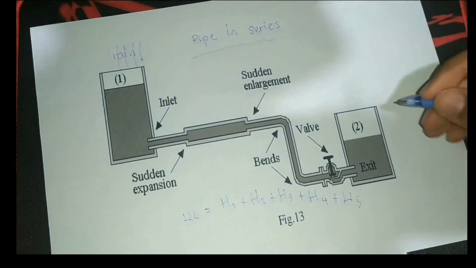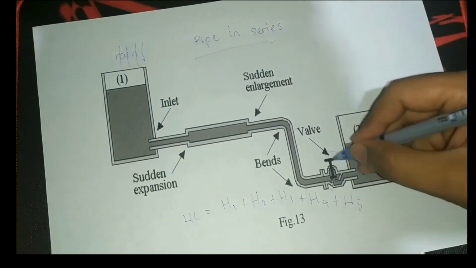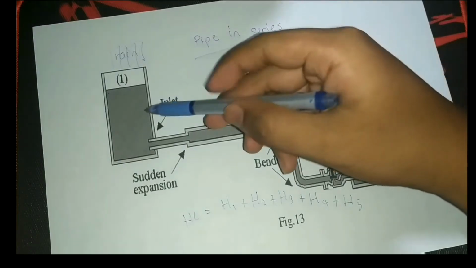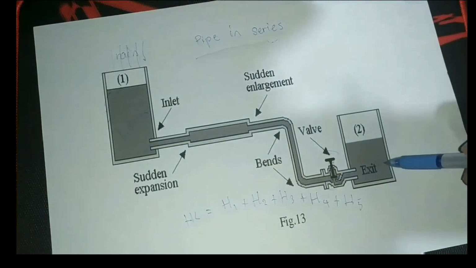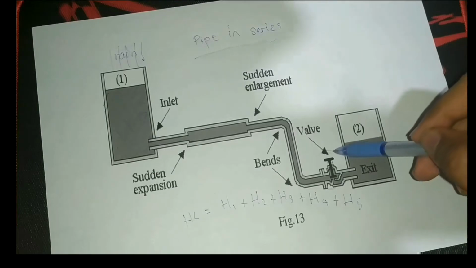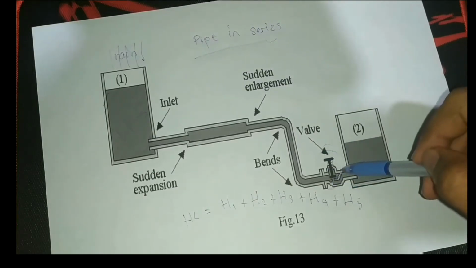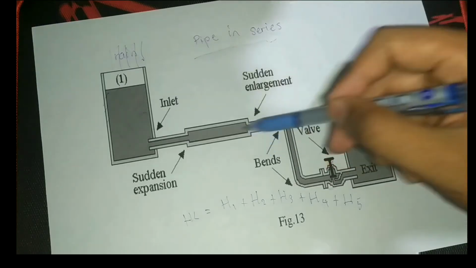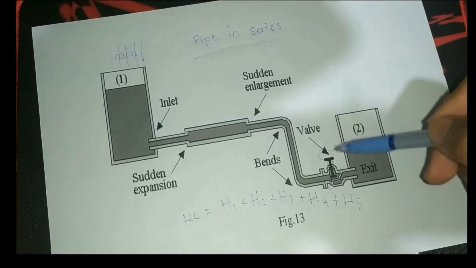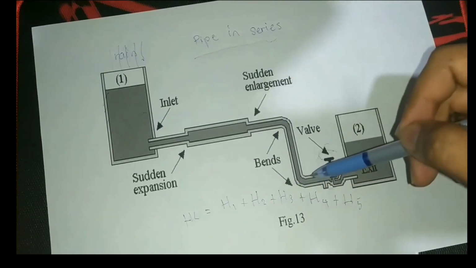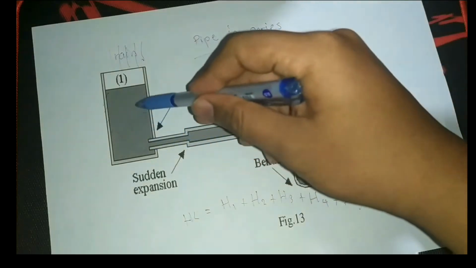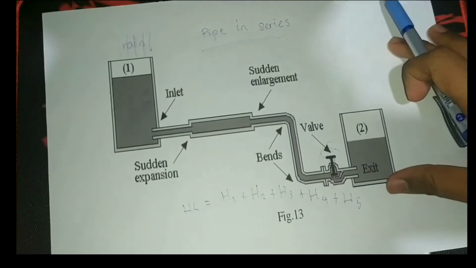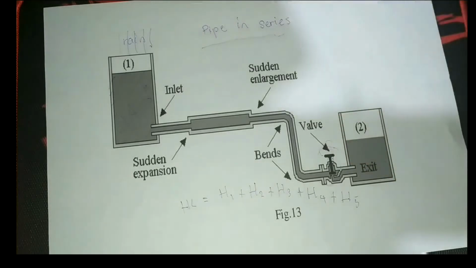the valve will open. This valve will open to channel water from this tank to the storage tank. This valve is used to control the amount of flow, and it is a globe valve. During this water transfer process, from 1 to 2, a lot of energy will be lost among them.